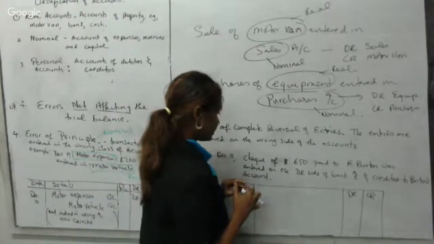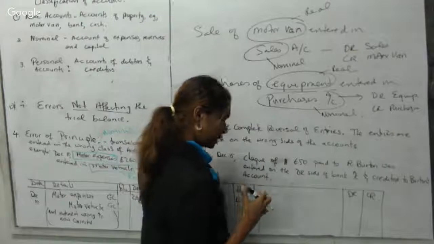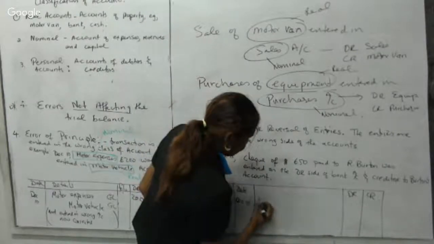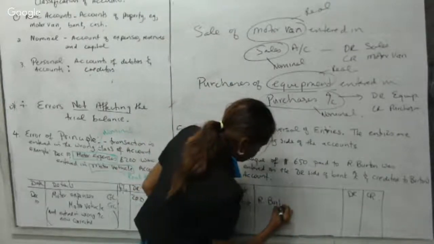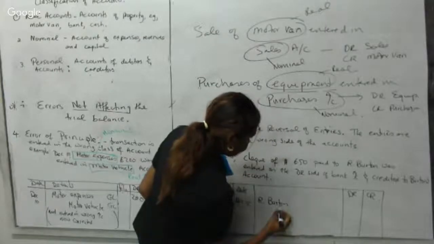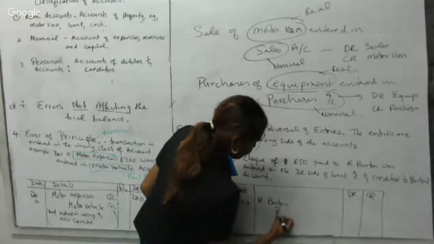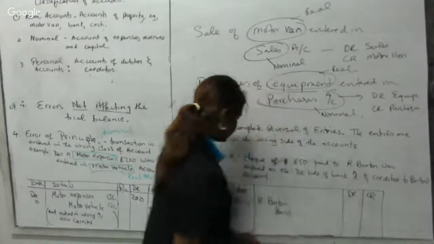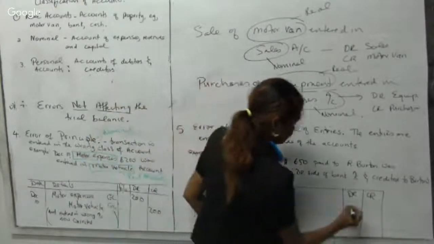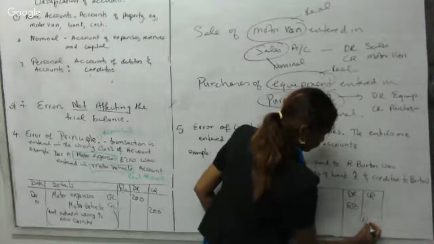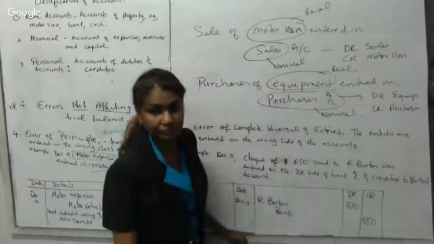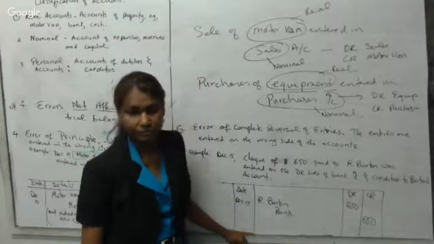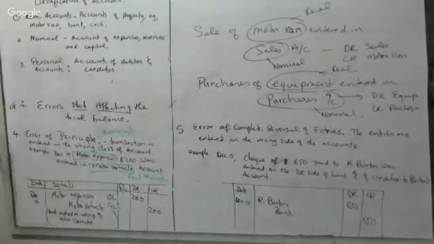So debit Burton, and credit bank. How much? 650. And it's done. Reverse thing again.